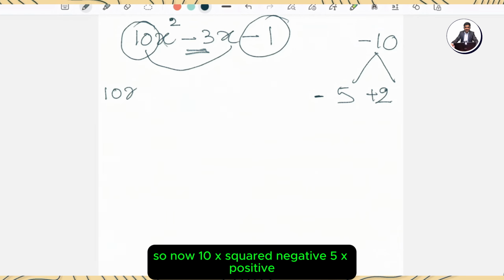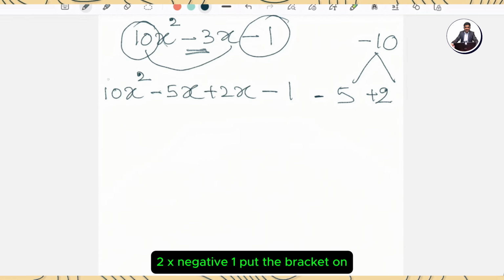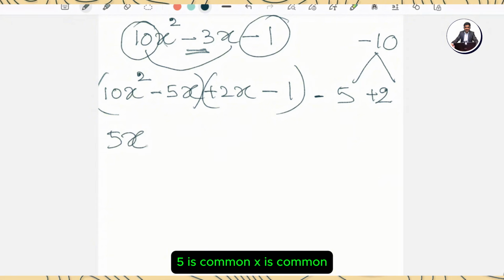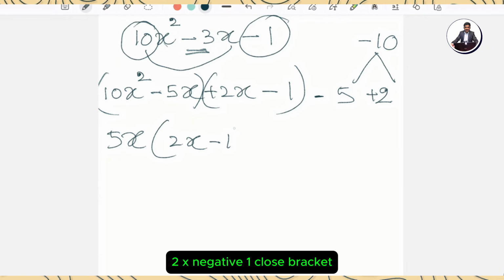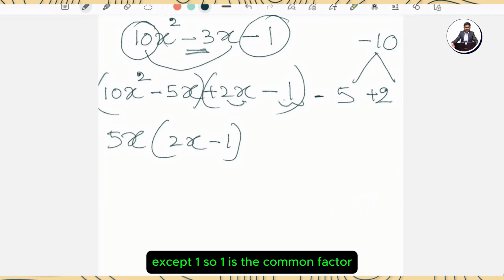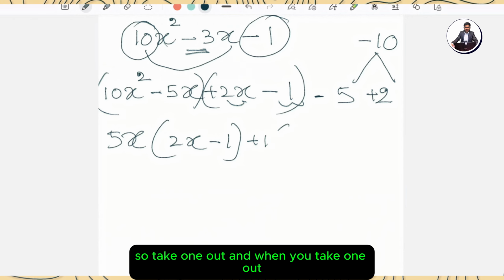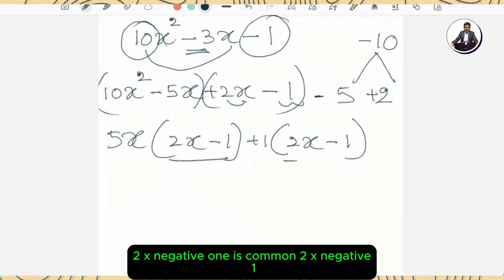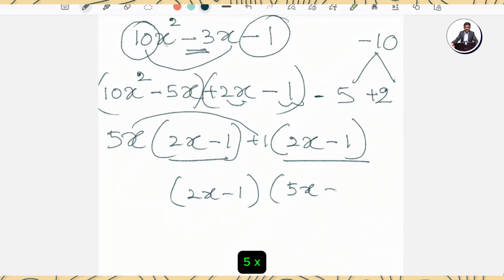So now 10x squared, negative 5x, positive 2x, negative 1. Put the brackets on. 5x is common, 2x negative 1, close bracket, because here we don't have any other common factors except 1. So 1 is the common factor. Take 1 out, and you get 2x negative 1. 2x negative 1 is common, and you can combine those two terms: 2x negative 1 and 5x positive 1.